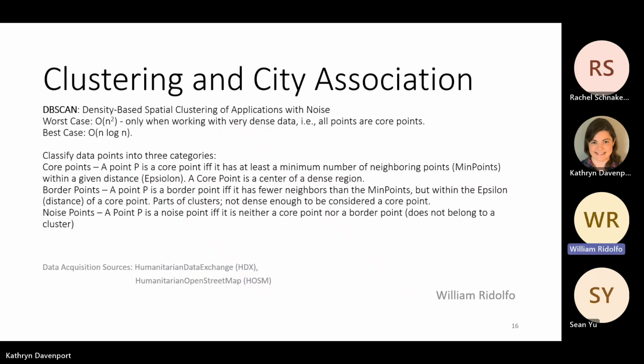What I then needed to do was group these confirmed destroyed buildings into clusters and associate those clusters with known cities in Turkey. I used the DBSCAN algorithm, which in the worst case, in a very dense area, every point is considered a core point. Best case is O(n log n). This was approximating O(n log n) for us because the data was pretty sparse.